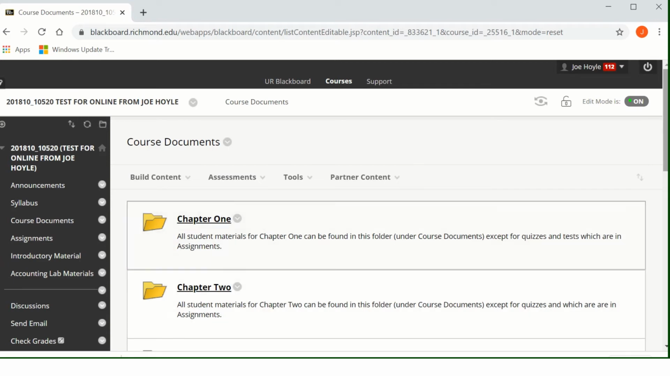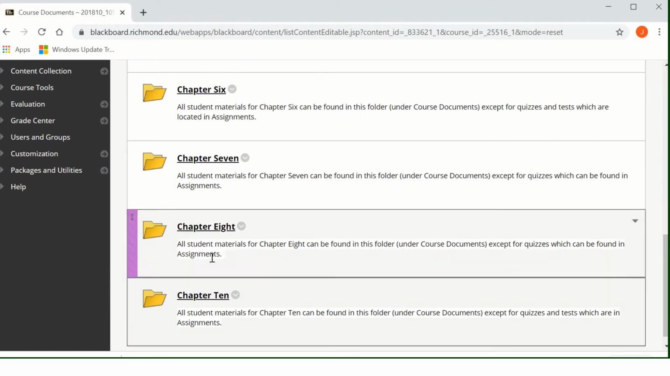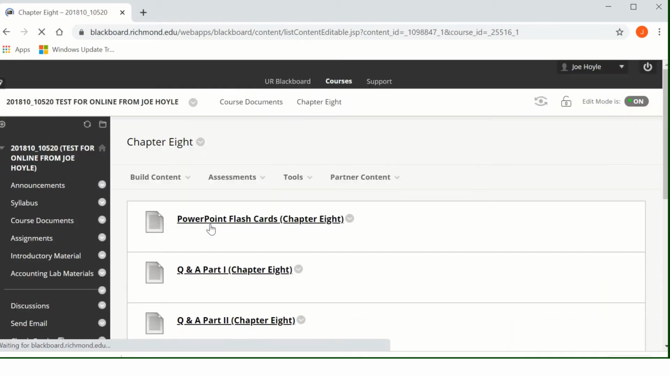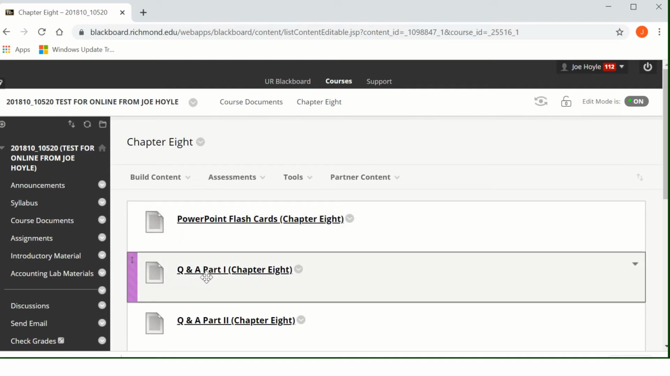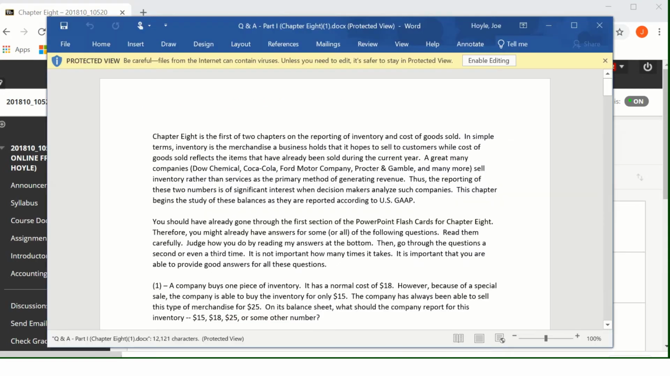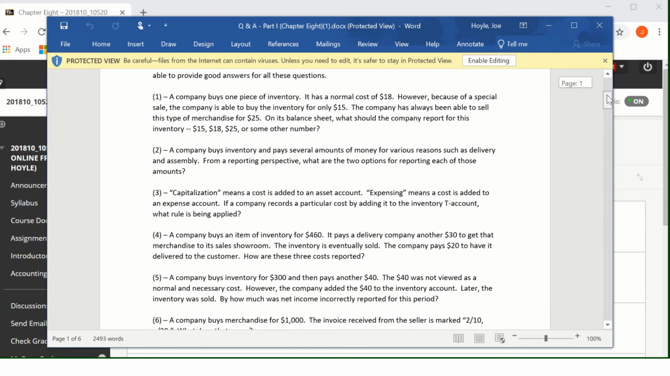Now what we did before was we came down through here and we looked at a chapter. Let's just look at chapter 8 this time, do something different. And here is chapter 8. And notice that right away you see the PowerPoint flashcards that we looked at in our first video to help you through the reading. And right below that, question and answer Q&A part 1. I've already downloaded this, so it will come up real quickly. And you'll see what you're going to see when you do this semester. Notice that what I do here is I start off with just a little bit of information just to explain to you what we're doing. And then we go directly into the sequential questions.